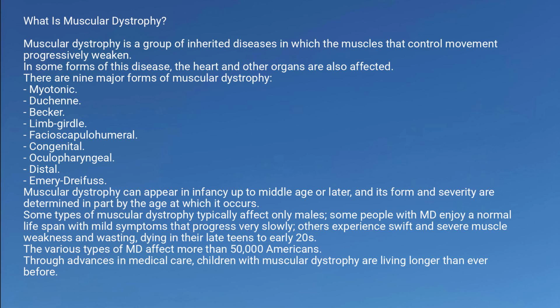Muscular dystrophy can appear in infancy up to middle age or later, and its form and severity are determined in part by the age at which it occurs. Some types of muscular dystrophy typically affect only males. Some people with MD enjoy a normal lifespan with mild symptoms that progress very slowly. Others experience swift and severe muscle weakness and wasting, dying in their late teens to early 20s.